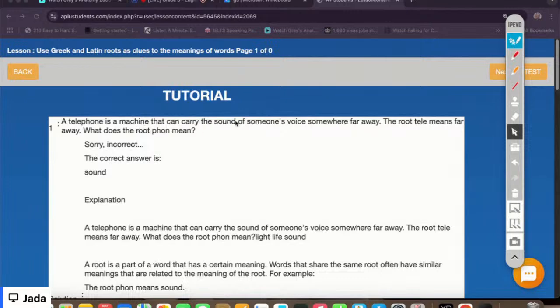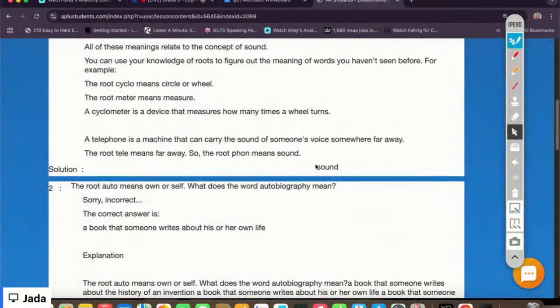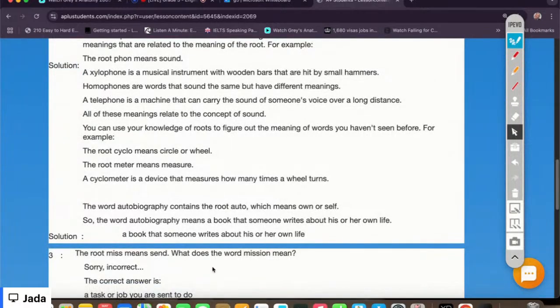A telephone is a machine that can carry the sound of someone's voice somewhere far away. The root tele means far away. What does the root phone mean? And it means what? Sound. The root auto means own or self. What does the word autobiography mean? It has to be what? A book that someone writes about his or her own life.